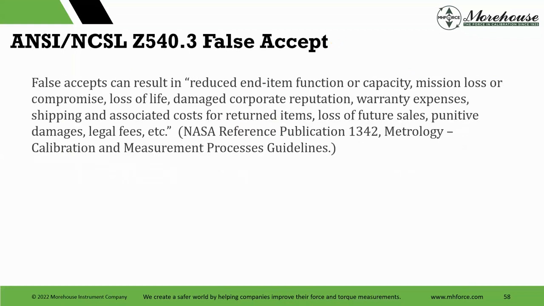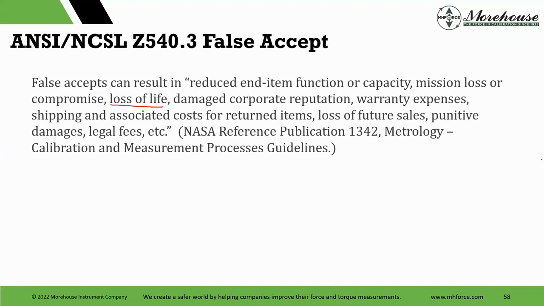So I'm going to get to questions really soon here. False accepts. The importance of this: false accepts can result in reduced end item function or capacity, mission loss, or compromised loss of life. Like I said, I wanted to bring this back. The measurements we make are critical. Damage to corporate reputation, warranty expenses, shipping. Do we even know these? Punitive damages. This is a NASA publication, but this stuff matters. It's why NASA measures it, right?